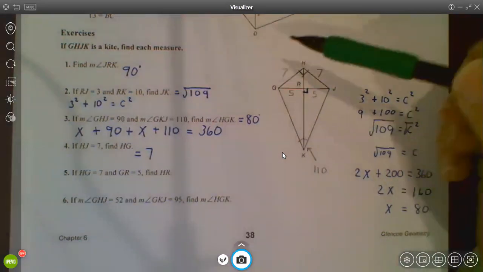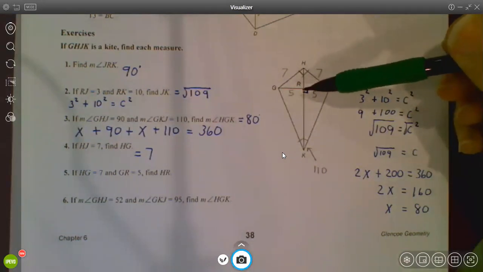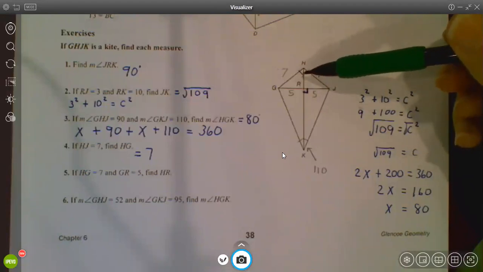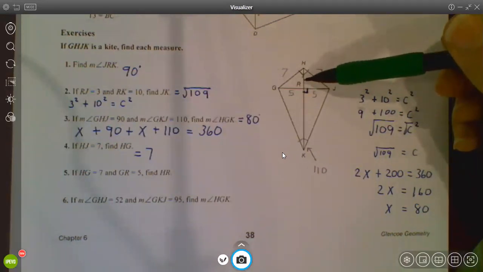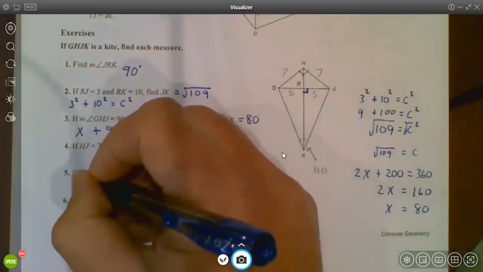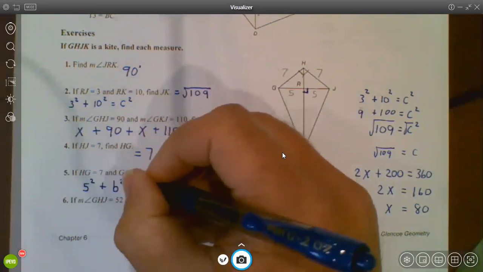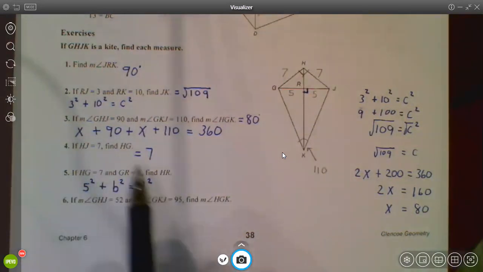What this one was asking for is HR, this guy right here. So right off the bat, what are we thinking that we would use to figure out this guy? Got to be Pythagorean theorem again, right? So we have our 5. We don't know what our B value is, but we know the hypotenuse is 7. So we could say something like 5 squared plus B squared equals 7 squared. And we're actually not going to go through solving it right now because we've already done that. You guys have done so many of these. I just wanted to remind you to look for Pythagorean theorem on this.